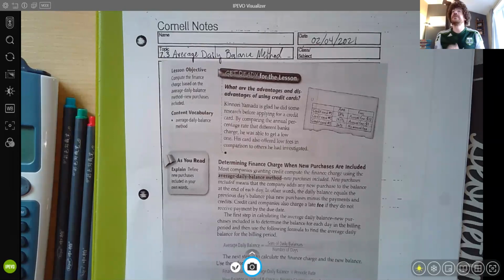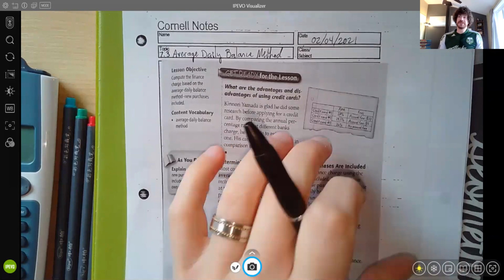As we learned in, what unit was that? It might have even been Unit 5. Compounding interest earns more interest than simple interest because you get interest on your interest, right? And one of the very last lessons we learned in Chapter 5 was the daily compounding interest. Daily compounding interest meant that it was calculated every single day, which ended up giving you just that little bit much more of interest. And so most credit cards do the same thing when they calculate interest. They calculate it on a daily basis, which is not what we're going to be doing today.